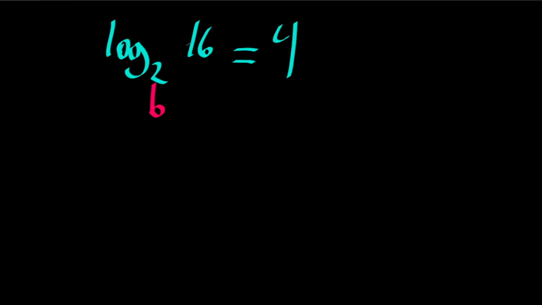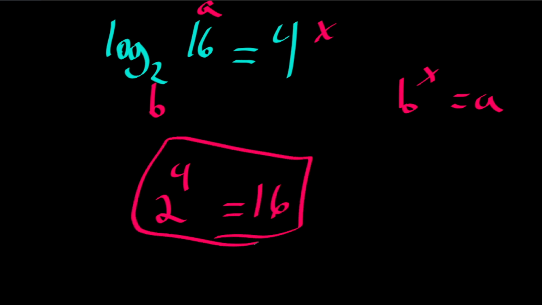All right, so now a is going to be 16, and then 4 is going to be x. So we're going to rewrite that as b to the x equals a. So 2 to the 4th power equals 16. And there we go. Let's do one more, and then we'll look at going the opposite direction. Actually, we may look at more than one more. We'll see.